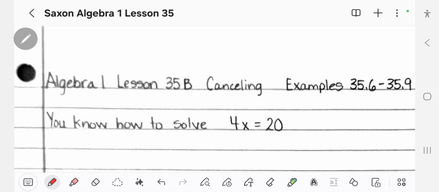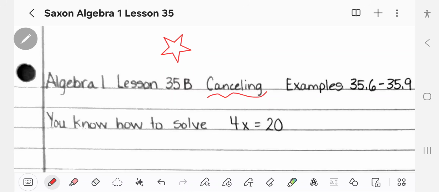This is Algebra 1, Lesson 35B, Canceling. We're going to do examples 35.6 through 35.9. This lesson is so important. Many algebra students look at canceling as though it is some magic thing, and it is not. Let's look and see if we can figure out what canceling is.